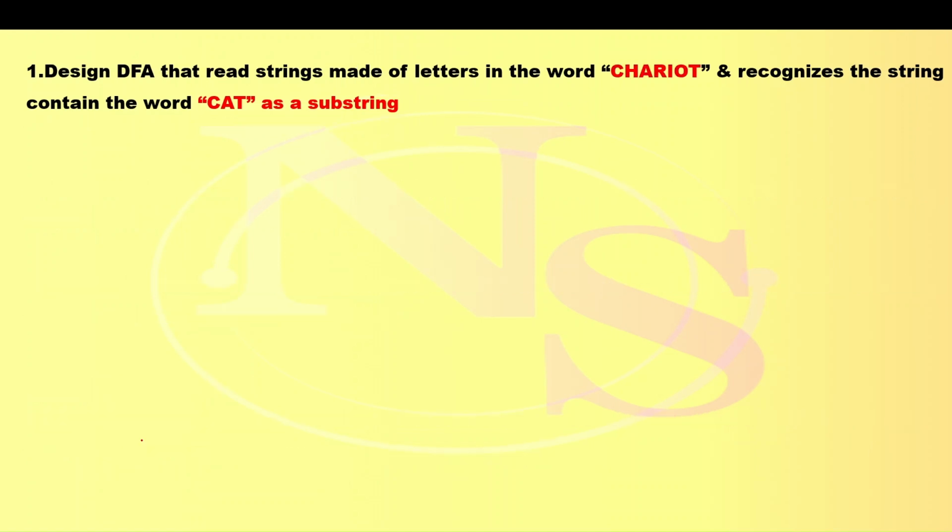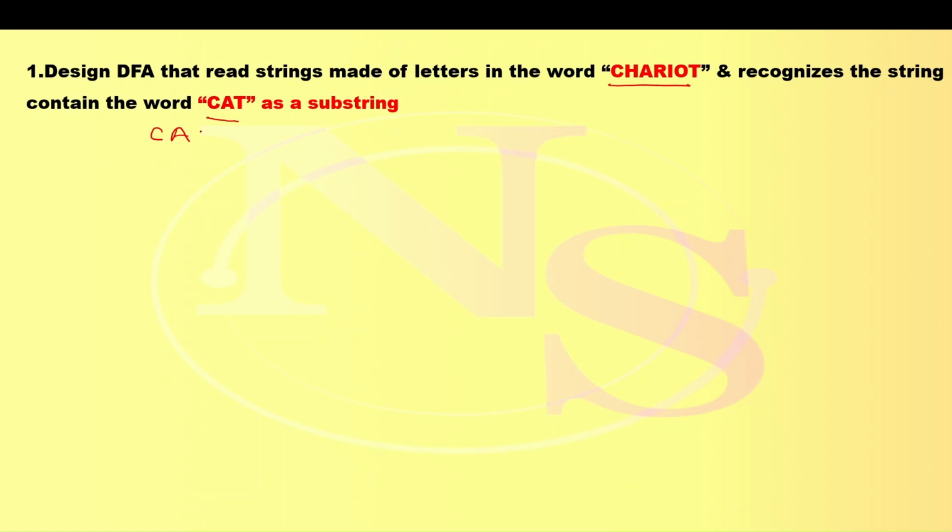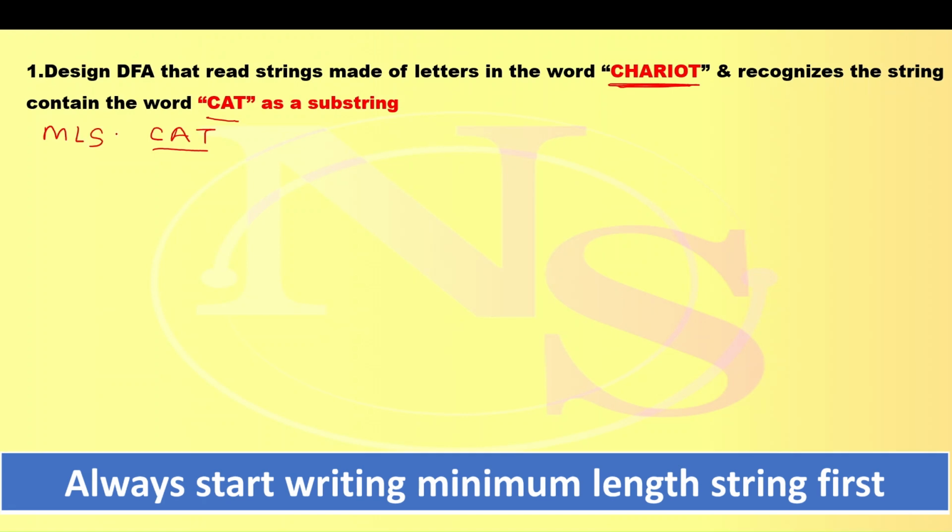Here the question is: design a DFA to accept all the strings which consist of the symbols of this word, and out of that, recognize the strings which contain CAT as a substring. First identify the condition. The condition says that there will be all the strings consisting of the letters of CHARIOT. Out of this, if any string contains CAT, that becomes our valid string. Based on that, write down the minimum length string. So the minimum length string is CAT.